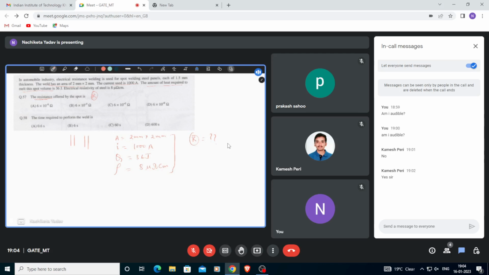Did you get the question? Hello? And apart from this question, we have to calculate the time required to perform the weld. What will be the time, T weld? So how will we calculate? Any idea?